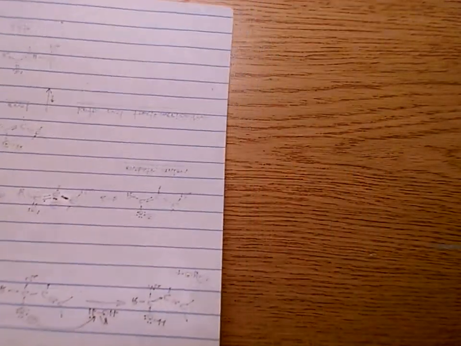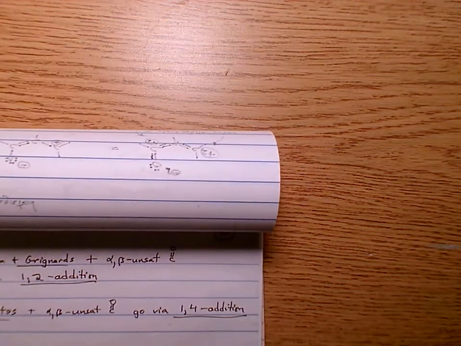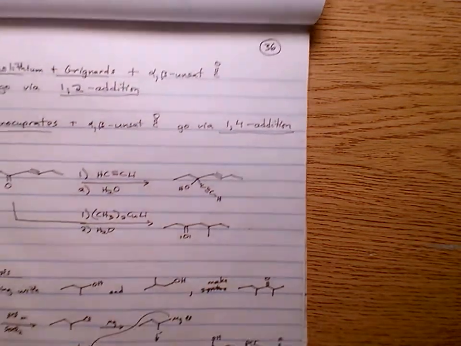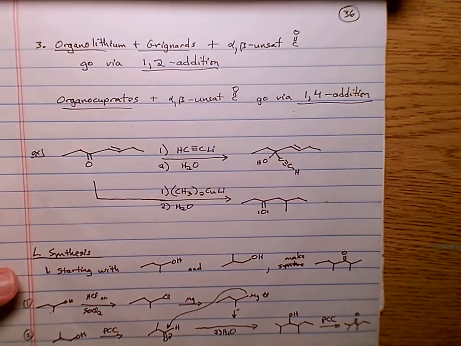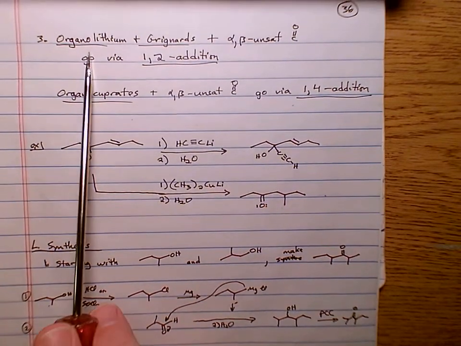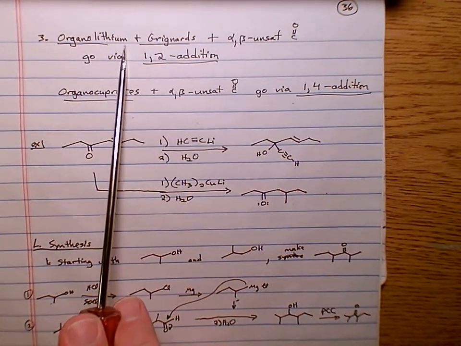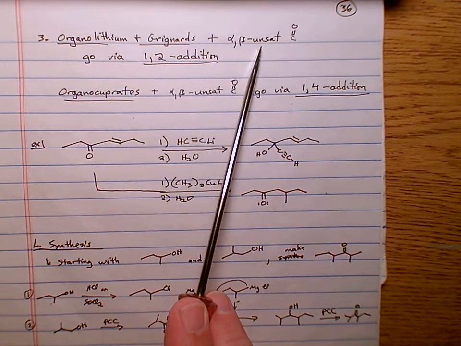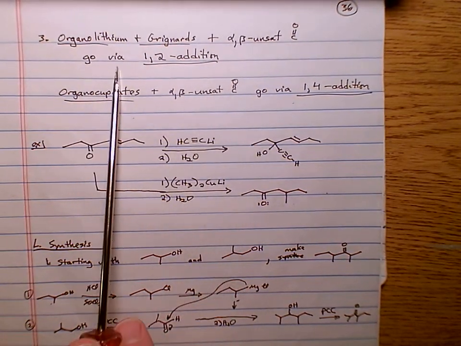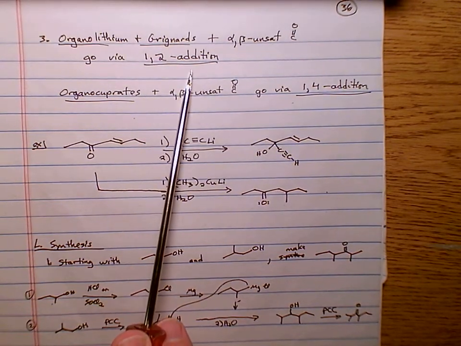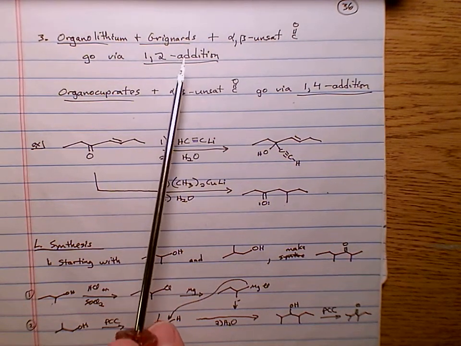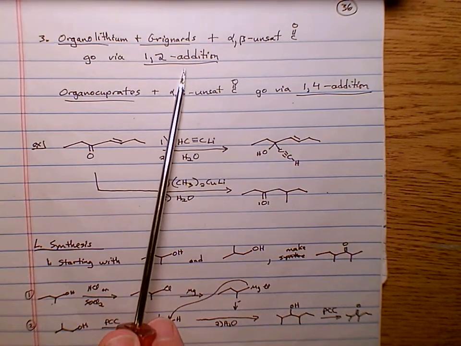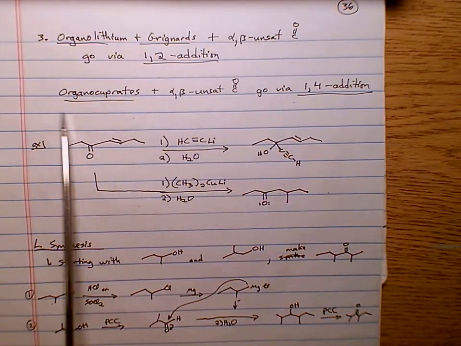All right. Wouldn't it be nice if we could just memorize which reagents are going to add 1,2 and which reagents are going to add 1,4? Good news for you, we can. It turns out organolithiums and Grignards are the more reactive of our two organometallic reagents. When they react with alpha-beta unsaturated carbonyl compounds, they always go via 1,2 addition. So they're going to attack the carbonyl carbon. They will form the alcohol, and the carbon-carbon double bond stays.